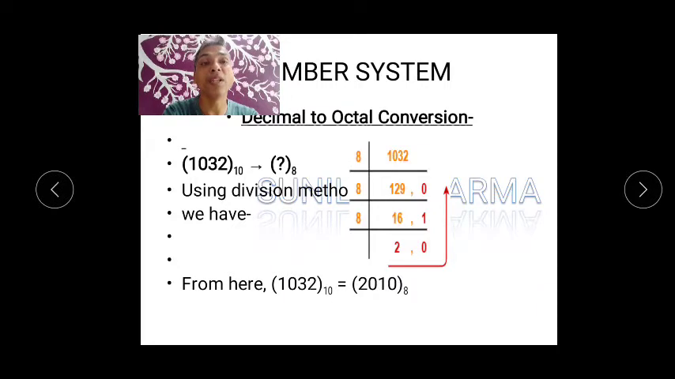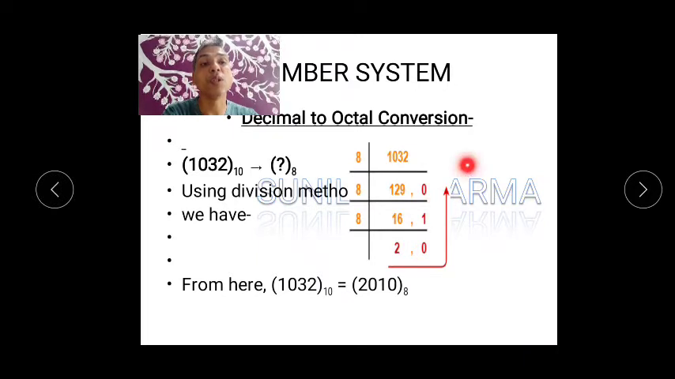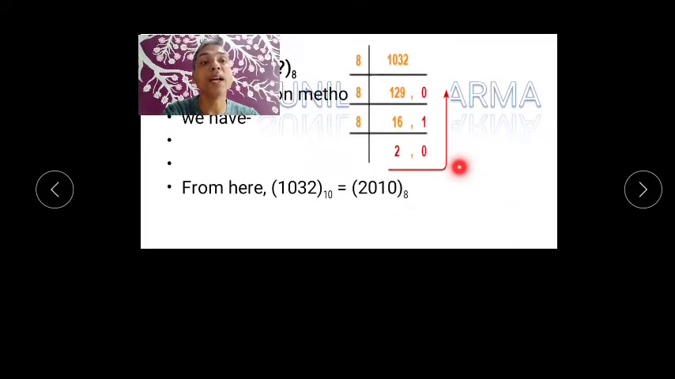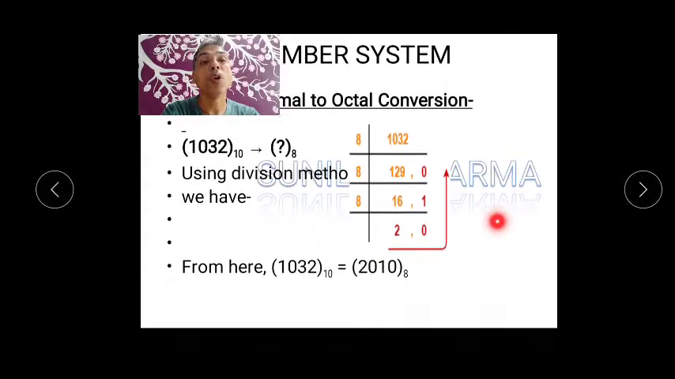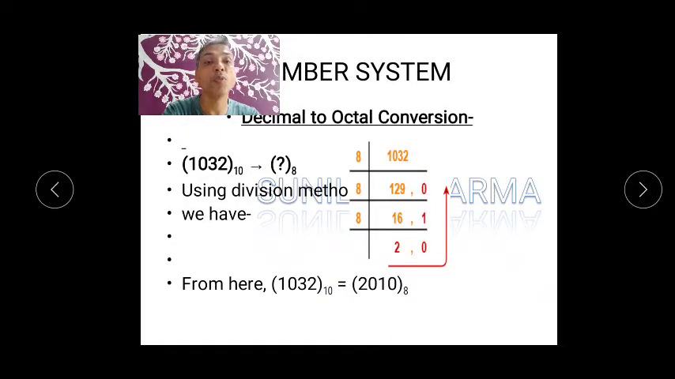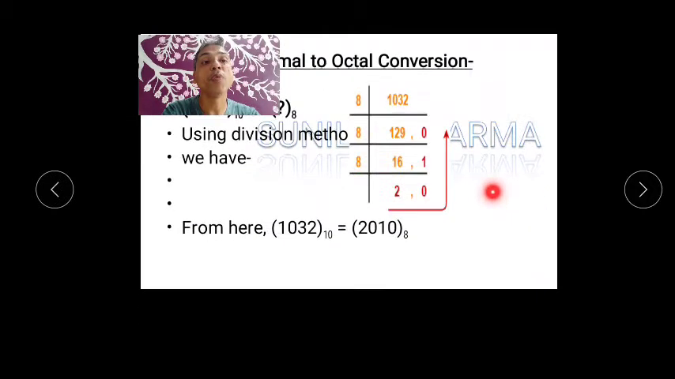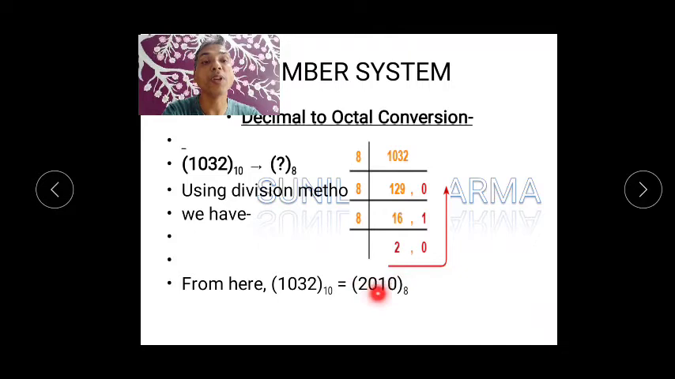Whenever you are writing the answer, can you see everything, this is 2 0 1 0, and as you can see the arrow, it is moving from bottom to top. So you also have to move from bottom to top. Don't write from top to bottom. That is wrong. You have to move it from bottom to top. That's why your answer is 2010.